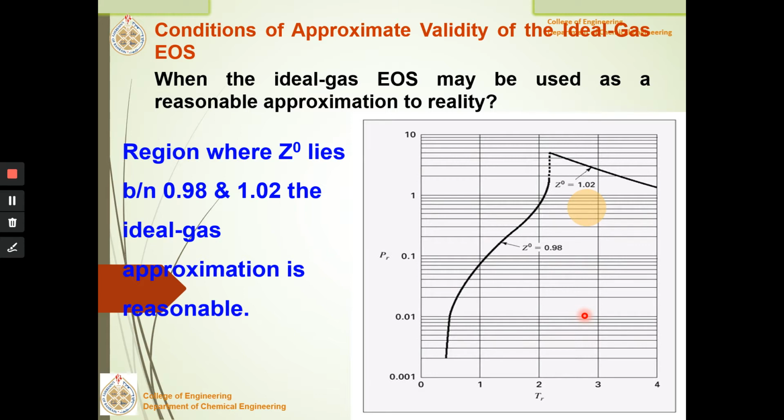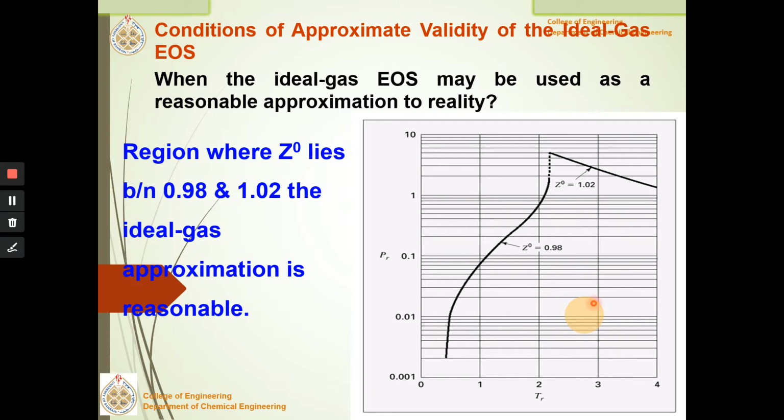How can I get this? Check your TR values, check your PR values. If it lies in this region, it is accepted. So, of course, nothing is to be memorized in this graph, but that graph will guide you on whether you can assume ideal gas or not.